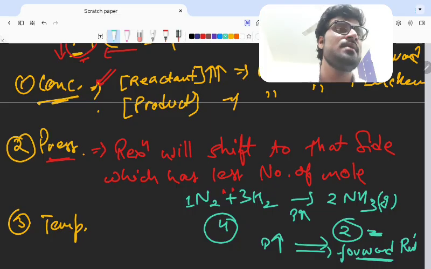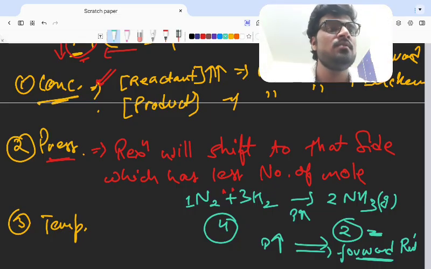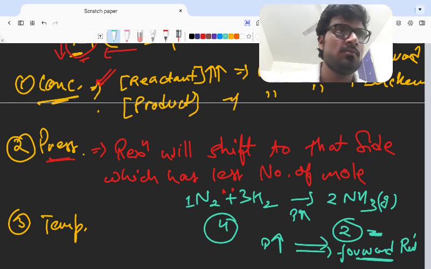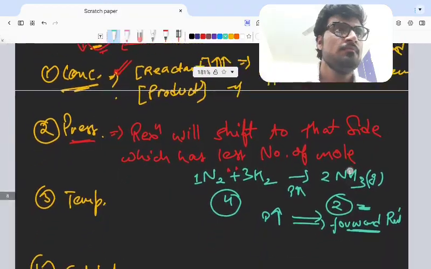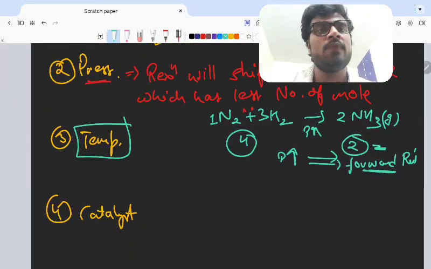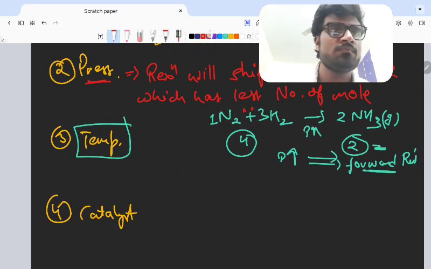I'm repeating the same statement again and again. And what will happen if the pressure is reduced? Vice versa. The reaction will move in backward direction. Okay. I hope you all understand this thing. Very small thing. Next topic, or I would say point, is temperature. How does the reaction depend on temperature?